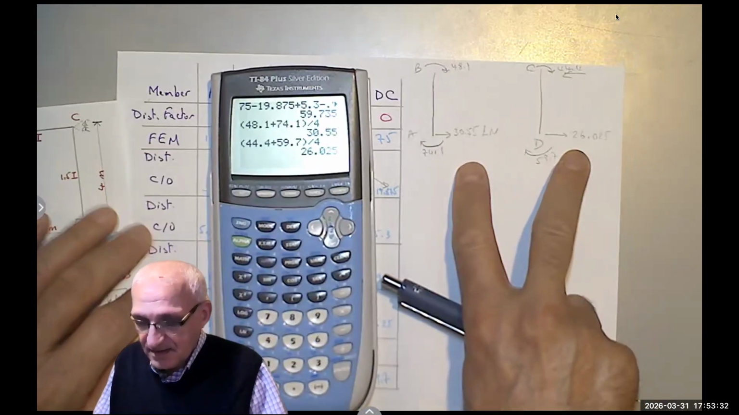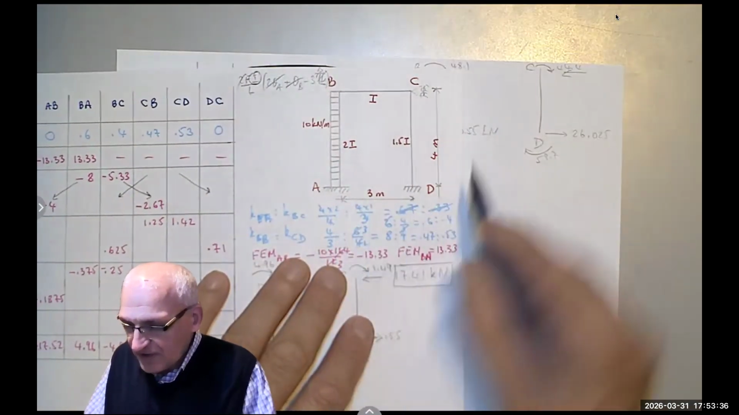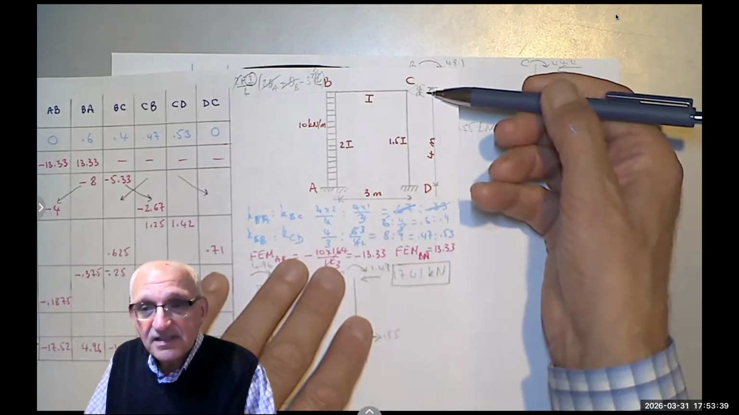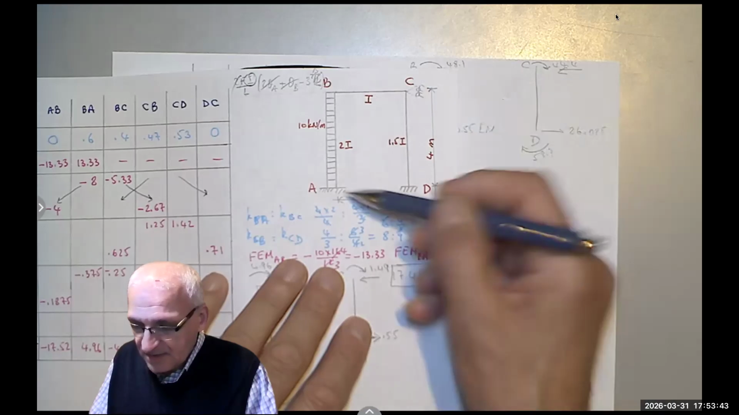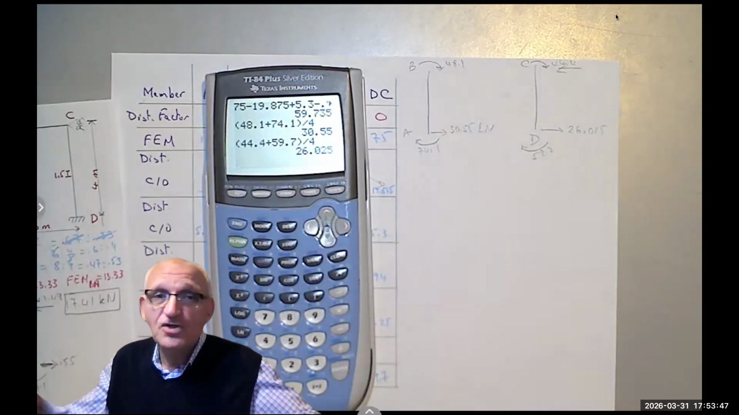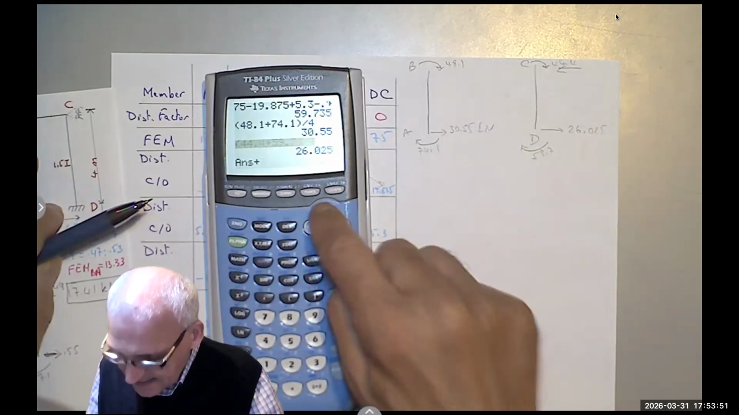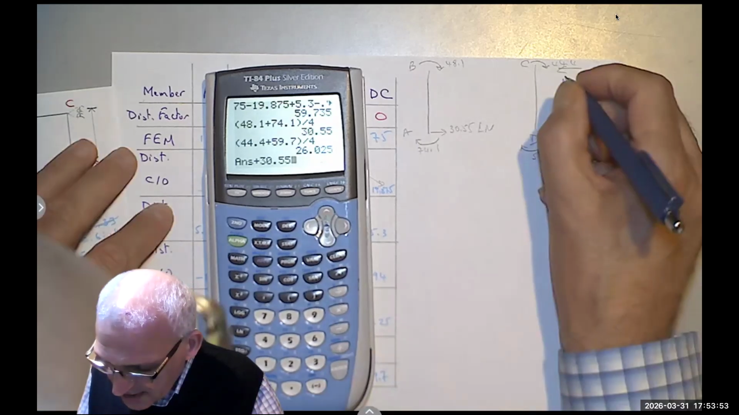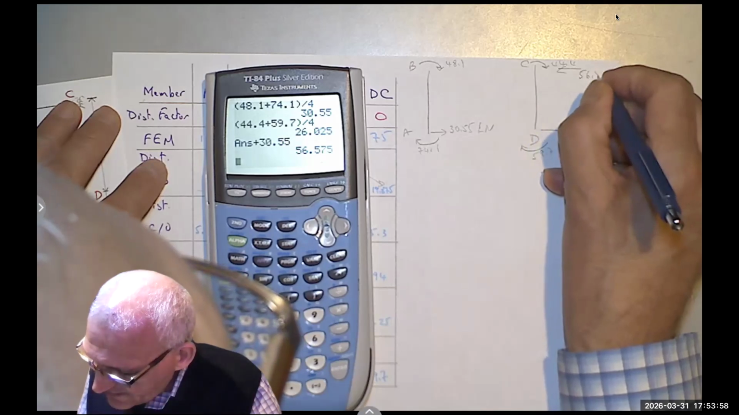So the reaction at C is the sum of these two. Do you see that? I have a reaction to the right, a reaction to the right, and a reaction to the left. And because the sum of the forces in the x equals 0, this has to be the sum of these two, because in this case, I don't have the distributed loads. There is no external load. There are just moments. So I'm going to say this plus that. So this would be 56.575.